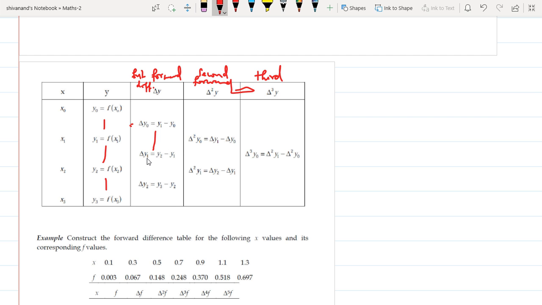When delta square is given, you already know delta y1. Next, apply delta to these two. The difference between delta y1 and delta y0 is delta square y0. If you take the difference between delta y2 and delta y1, then it is delta square y1. If you take the difference between these two, this is equal to delta cube y0. So this is what the forward difference table is.